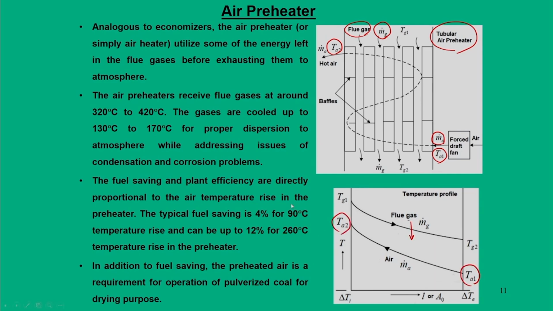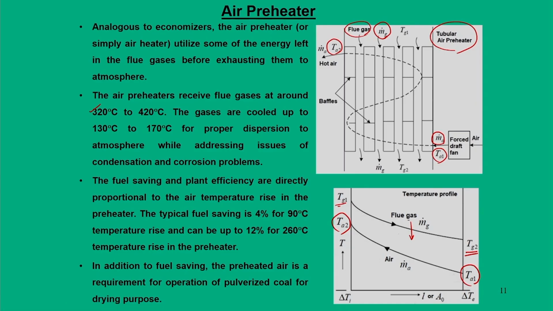Now, to give some standard numbers, normally these air preheater units receive flue gases at around 320 to 420 degree centigrade, and the gases are cooled to 130 to 170 degree centigrade. That means Tg1 and Tg2 are fixed in this range. Then the air, which is normally atmospheric air, gets preheated to maybe 90 degree centigrade, or it can go up to 260 degree centigrade, depending on what the temperature of the flue gas is.